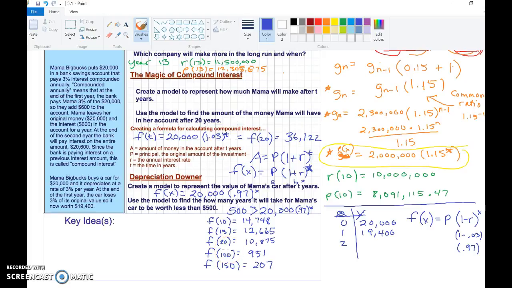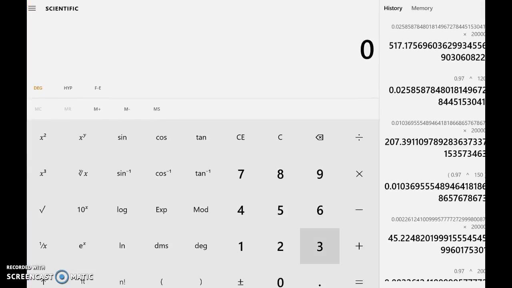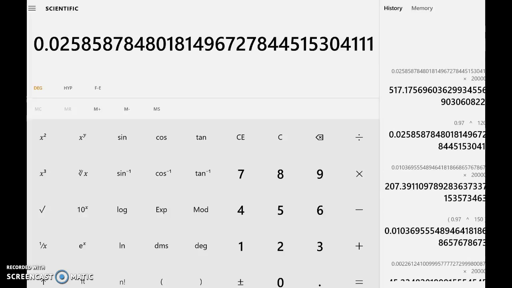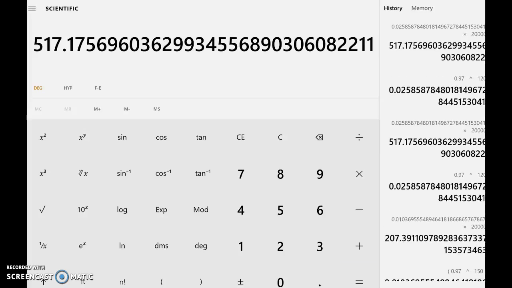I'm getting closer now. I moved to f of 200, and 200 brought me down to like $45, so I knew that was too much. So then I did f of 150, and I got $207. So now I know I'm somewhere between 100 and 150. So the next thing I tried was 120. And when I did 120, I did 0.97 to the 120th power, and I multiplied that by 20,000. I got $517. So now I know I'm getting really close.